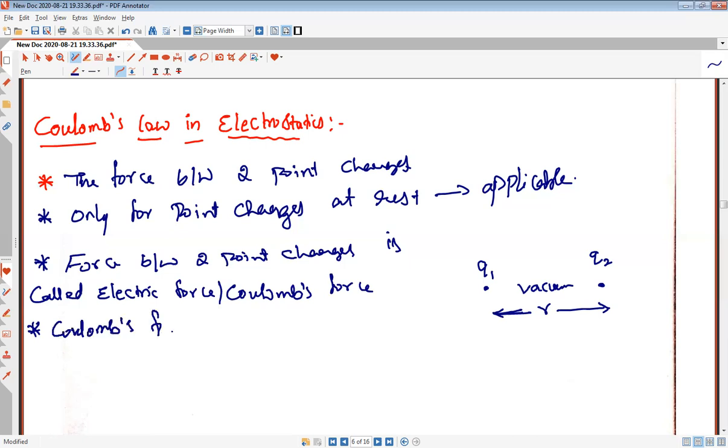The Coulomb's force may be attractive or it may also be repulsive. It depends upon the nature of the charges. If both the charges are like charges, there will be a force of repulsion between them, and if both the charges are unlike charges, there will be a force of attraction between them.